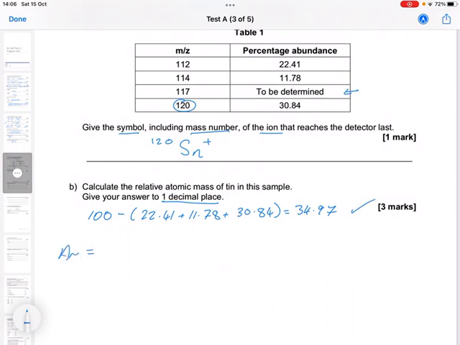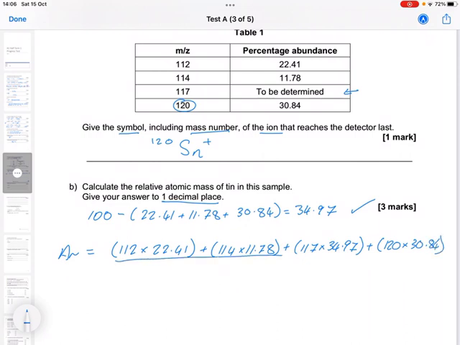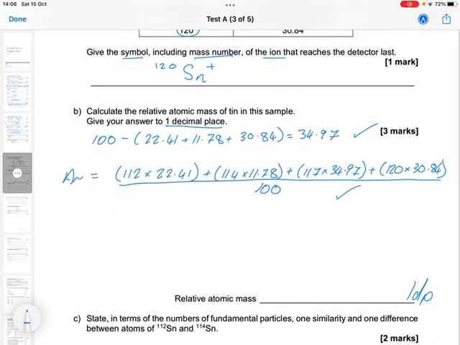Now using the formula, relative atomic mass is equal to 112 times 22.41 plus 114 times 11.78 plus 117 times 34.97 plus 120 times 30.84, all divided by 100 because it's the total abundance and percentages are out of 100. So there'll be 1 mark for the working there. And then the Ar is equal to 116.4513. So to 1 decimal place, that means I need to round that up. So that is 116.5.